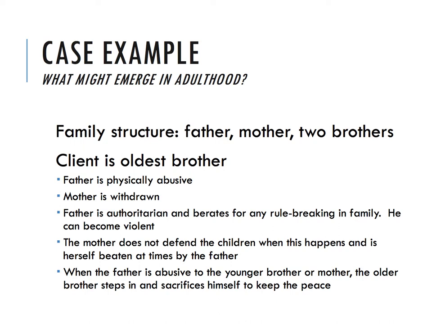The mother is withdrawn. The father is authoritarian and berates any rule breaking in the family. He can become violent. The mother does not defend the children when this happens and is herself beaten at times by the father. When the father is abusive to the younger brother or mother, the older brother steps in and sacrifices himself to keep the peace. So, what might you find in adulthood?